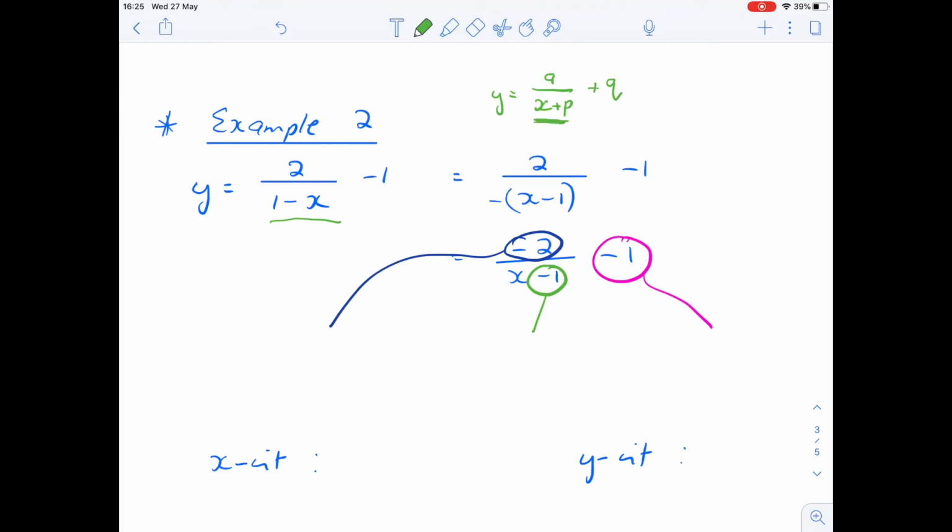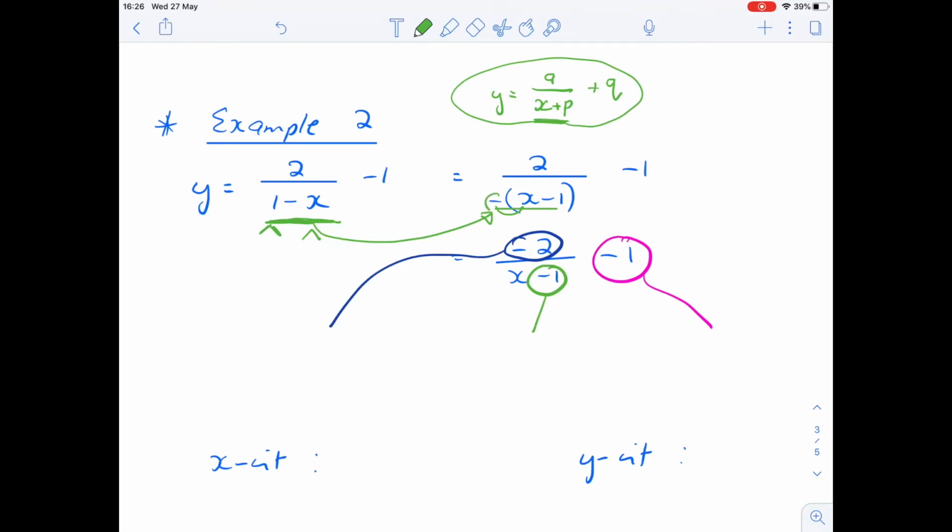So what we're going to do is rearrange it using our knowledge of algebra to make it look like our standard equation for a hyperbola. So this 1 minus x, what I've done here is I've taken out the minus. I haven't changed its value, because if we check, minus times x is minus x, there it is, and minus times minus 1 is plus 1, which is there. So I haven't changed its value, I've just rearranged what it looks like.